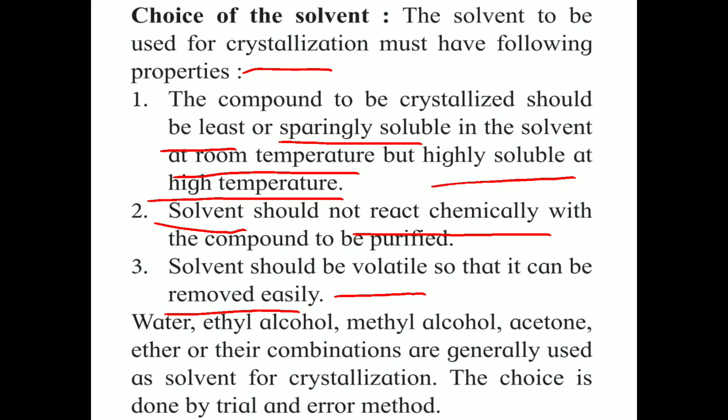For the choice of solvent, we use different types of solvents. One is water. As we all know, water is a universal solvent. Then we also use ethyl alcohol, methyl alcohol, acetone, and ether. Sometimes a single solvent is not sufficient to get crystallization, so we have to use a combination, and this combination has to be found by the trial and error method.